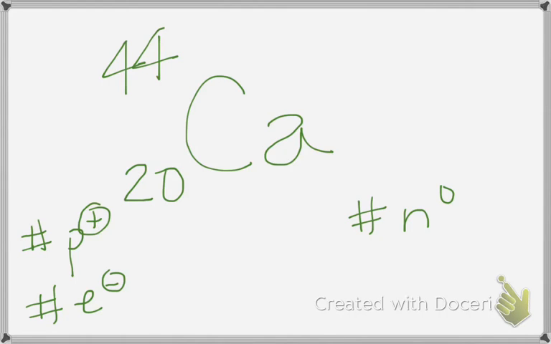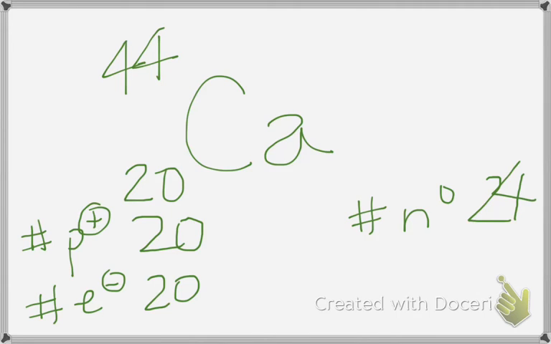So, how many protons are there? There are 20. If we assume that this is a neutral atom, how many electrons are there? 20. How many neutrons are there? 24, because you take that mass number, which is the 44, and you subtract out the atomic number, which was a 20.